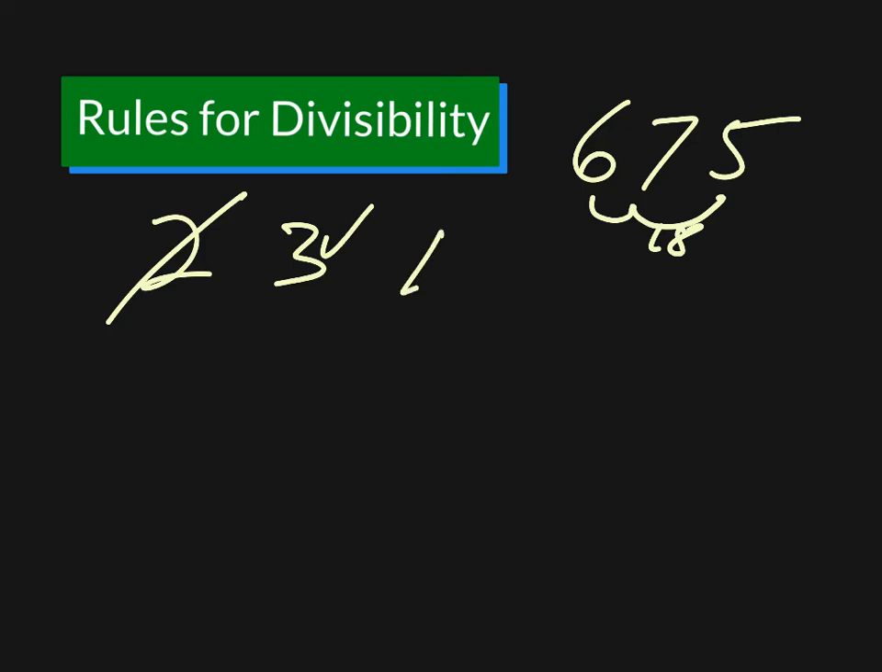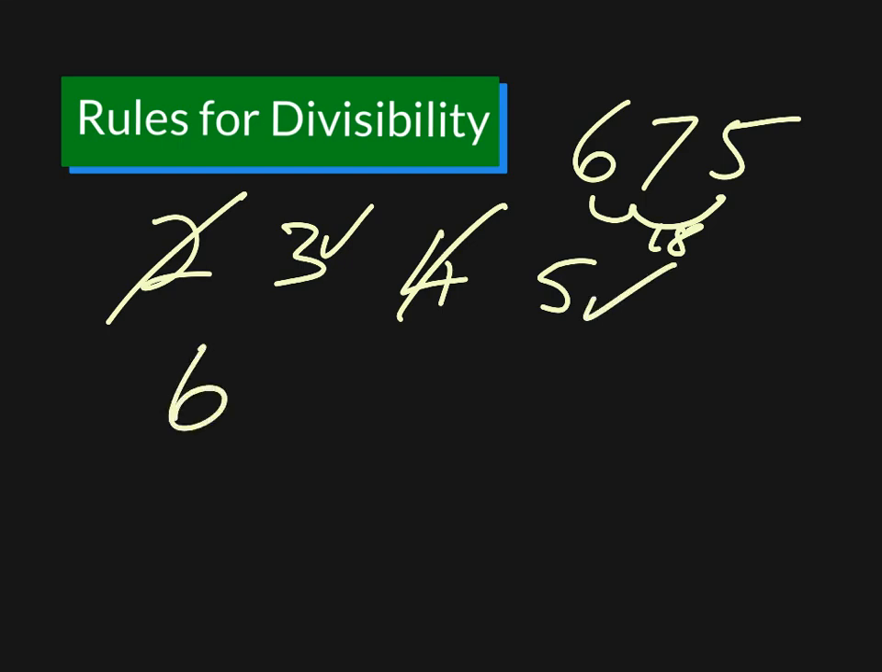How about divisibility by 4? We're going to look at the last two digits, 75, and see if they're divisible by 4. Well, we know the times table, and no, 75 is not divisible by 4. How about divisibility by 5? Any number that ends in 0 or 5 is divisible by 5. So how about this one? Yes, it is. It's divisible by 5.